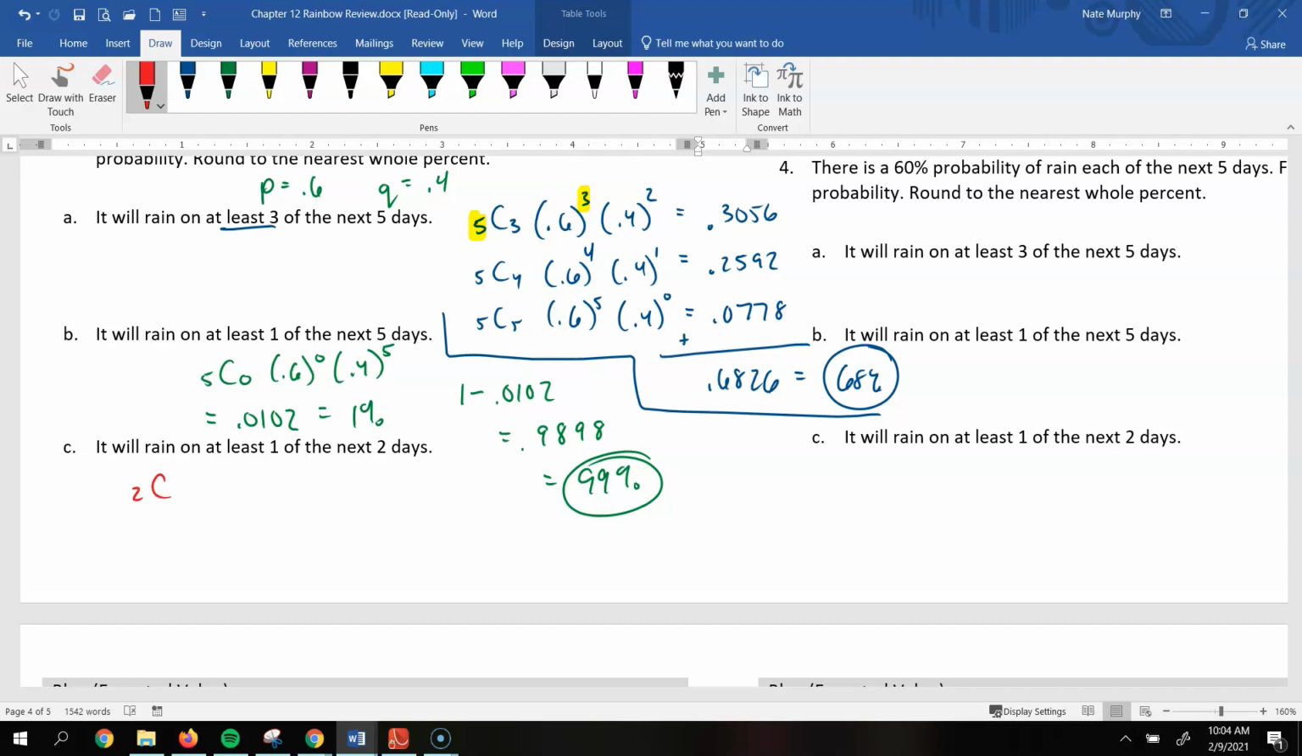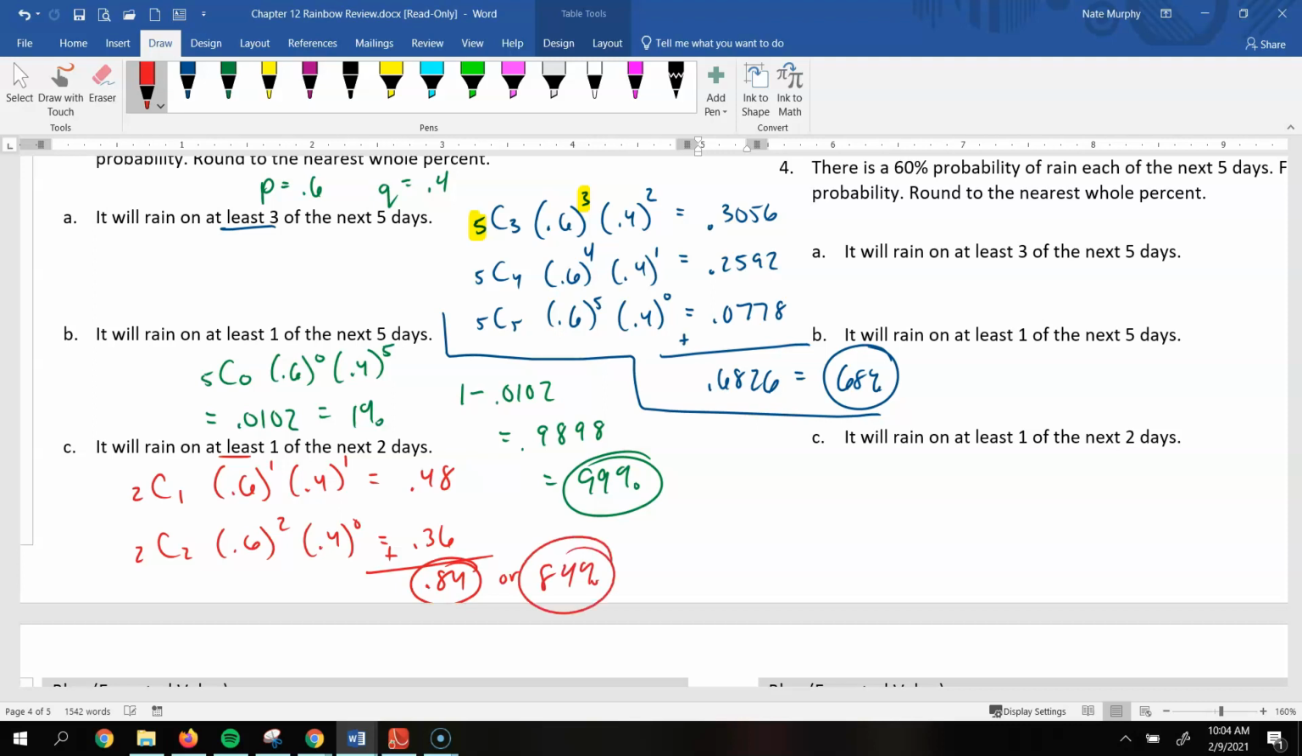2 choose 1 times the probability of rain would be 0.6 to the first power, and then we would have 0.4 to the first power, so we'd have 1 day with rain and 1 day without rain. Again, it says at least, so then we have to go all the way up to 2 days of rain. So we'd have 0.6 squared times 0.4 to the 0 power. So you could do it that way. There's only two numbers that you'd have to add together here, because here you'd get 0.48, here you'd get 0.36. Add those together, you get 0.84, which would be 84%.